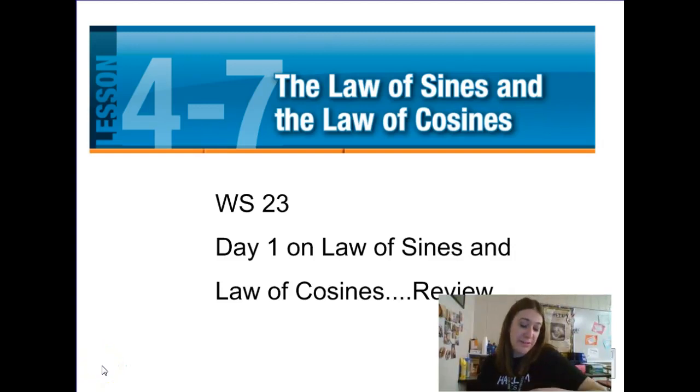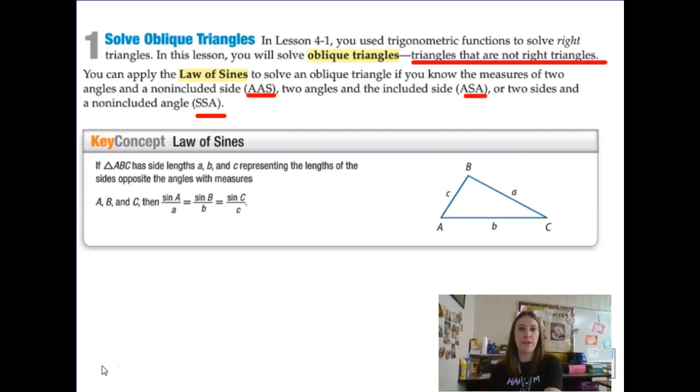Alright, so this lesson is 4.7 part 1, and we're going to discuss the law of sines and the law of cosines, but the real basic version of it. So I believe you had minimal exposure to the law of sines and cosines in Honors Algebra 2, and then if you took our trig course, you had more exposure to it.